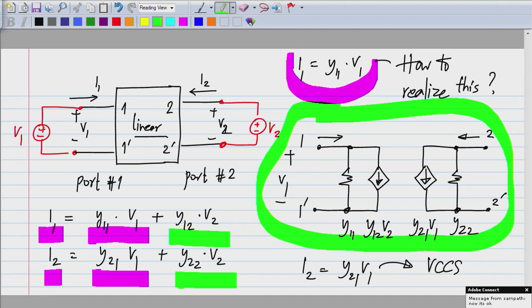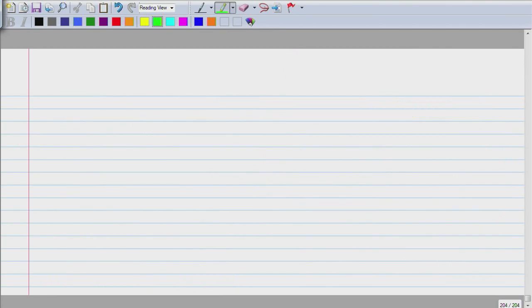Now let's take an example. Let's take a simple example.